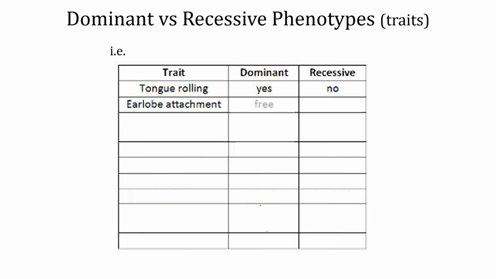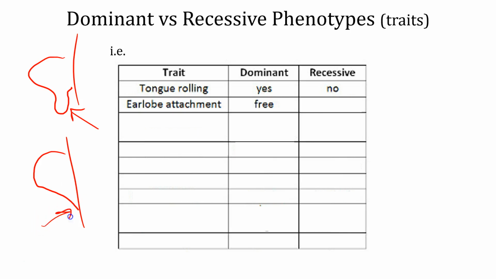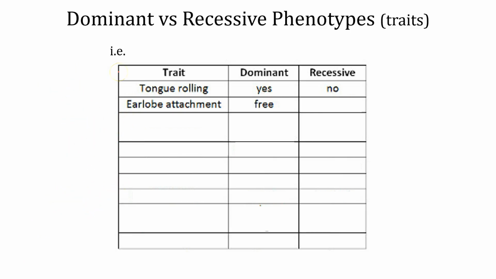Earlobe attachment. If you have free earlobes, so if this was a picture of an ear, you have an earlobe that hangs down like this, versus an ear where the earlobe just comes straight to the side of your head. This would be free. If your earlobe is like that, that's dominant. If you have one that's attached, that is the recessive trait.